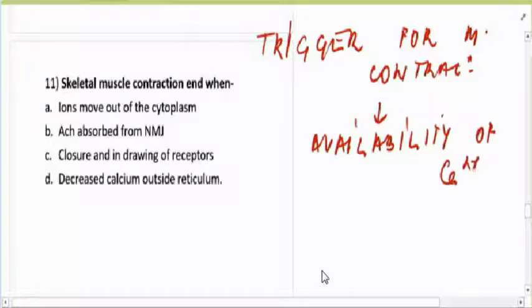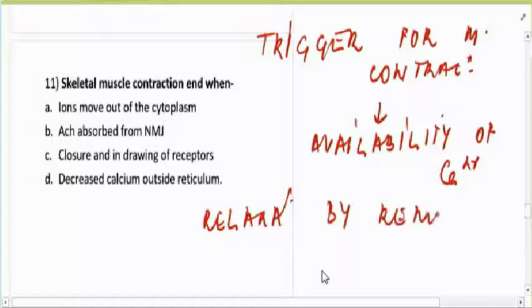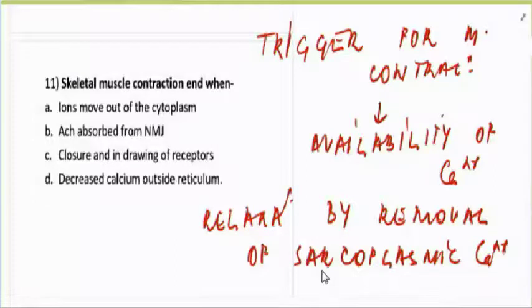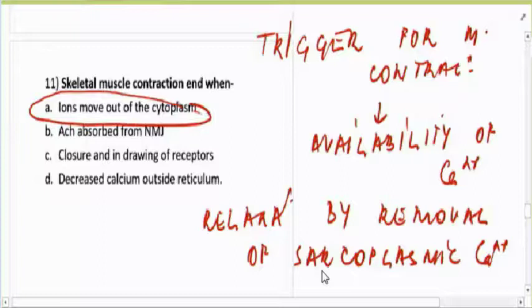So how does the relaxation happen? Relaxation will be by removal of sarcoplasmic calcium, right? By removal of sarcoplasmic calcium. The trigger for muscle contraction is availability of calcium, and like I said, relaxation is done by removal of sarcoplasmic calcium. So my best answer here becomes A. Ions move out of the cytoplasm.